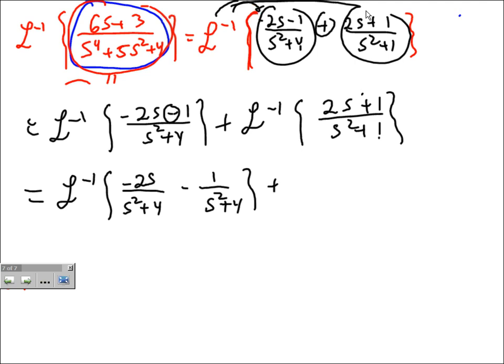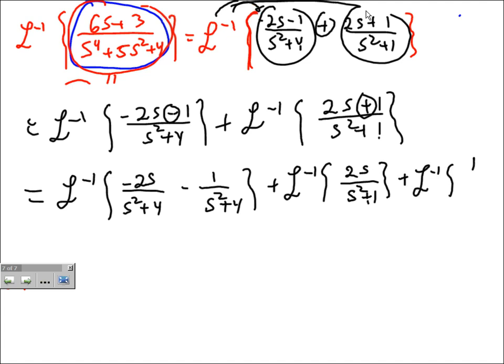Plus, I'm going to do the same thing for the next inverse. The Laplace inverse of 2s over s squared plus 1 plus the Laplace inverse of just 1 over s squared plus 1. In fact, I can separate it right there.